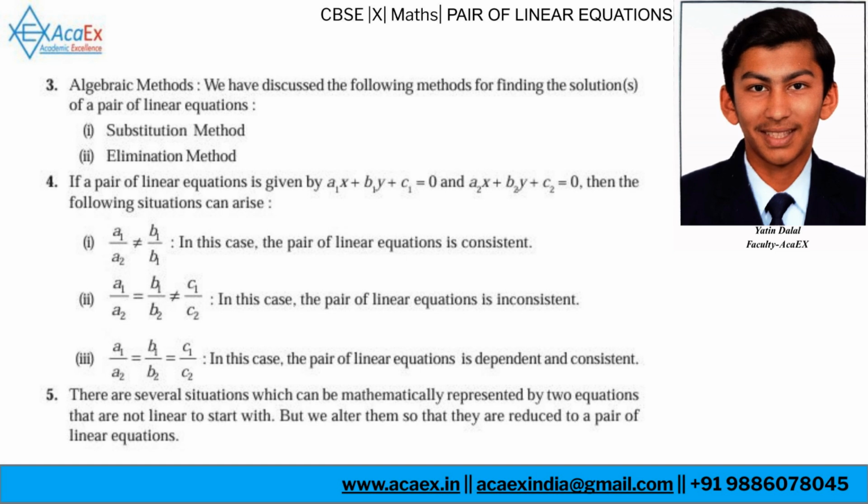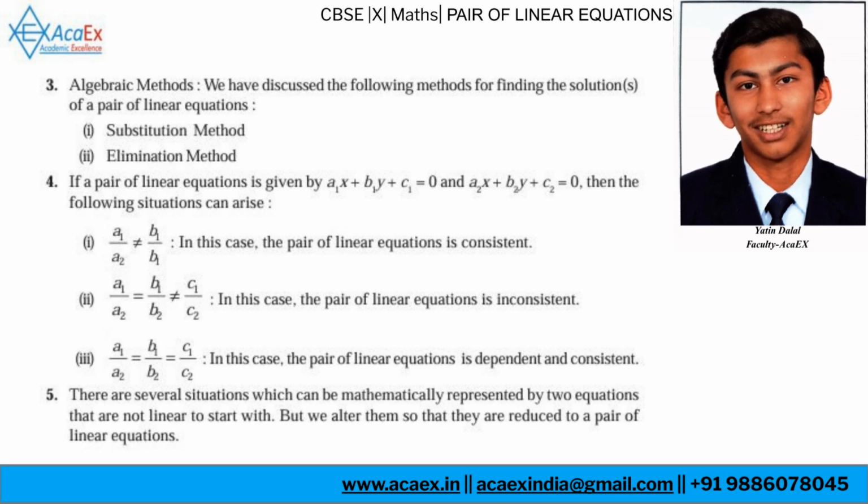Summary of algebraic methods. The algebraic methods discussed are substitution method and elimination method. The consistency of a pair of linear equations can be determined by the ratios of their coefficients. The pair is consistent if the ratio a1 over a2 is not equal to the ratio b1 over b2. The pair is inconsistent if the ratio a1 over a2 is equal to the ratio b1 over b2, but not equal to the ratio c1 over c2. The pair is dependent and consistent if the ratio a1 over a2, the ratio b1 over b2, and the ratio c1 over c2 are all equal.